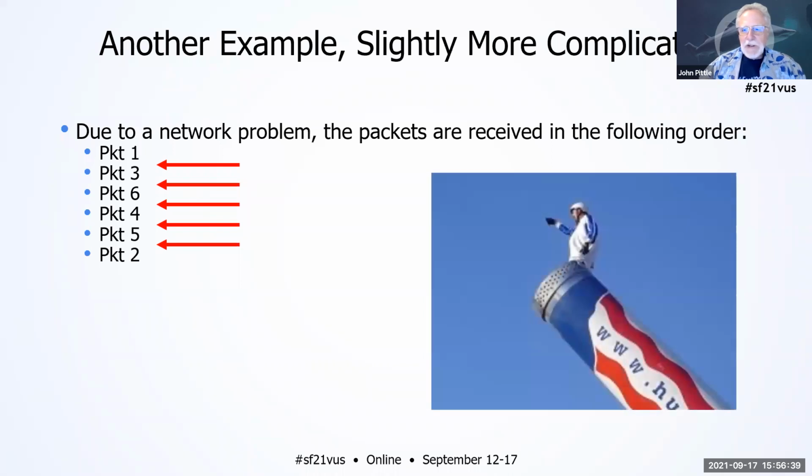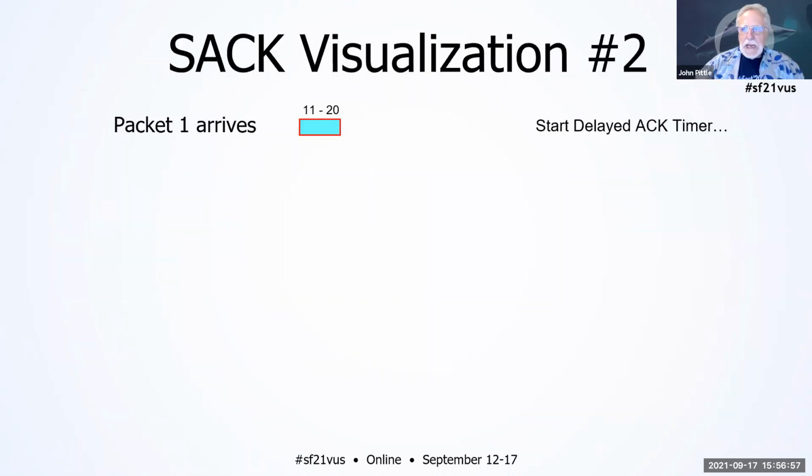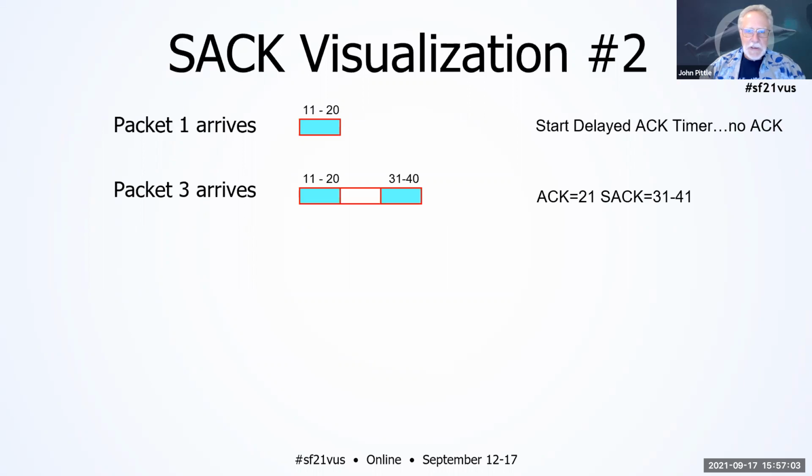So let's load ourselves into the fun machine and see if we can feel good and confident about what this means to a receiver and how it's going to respond back with the left edge, right edge details to the sender. All right, so our first packet arrives, bytes 11 through 20, all is good. We start our delayed ACK timer, but all of a sudden packet 3 arrives.